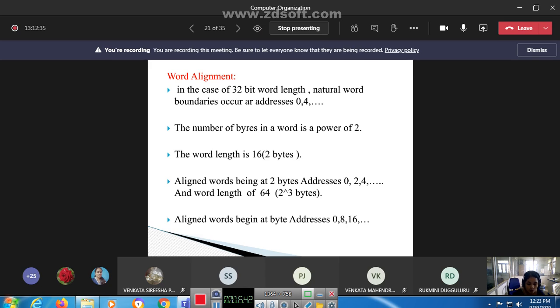Aligned words begin at byte addresses 0, 2, 4, and so on, and for a word length of 64 bits, that is 2 power 3 bytes, aligned words begin at byte addresses 0, 8, 16, and so on. So the address doubles each time. This is the alignment of the word. Next, coming to accessing numbers, characters and character strings.